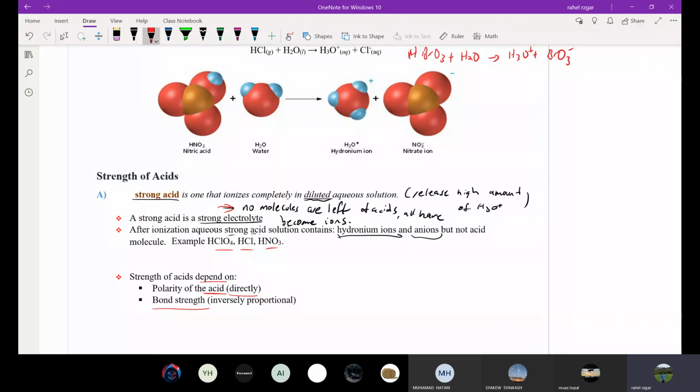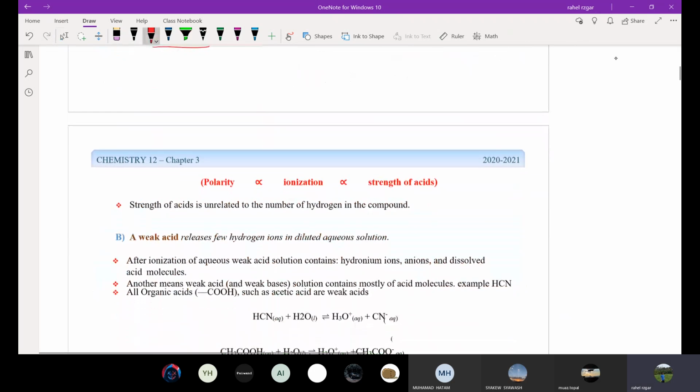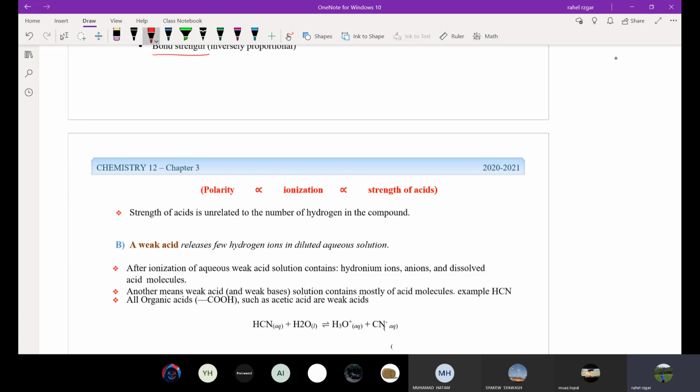If the bond strength is weak, then the hydrogen can be broken easily, so it will ionize more. Like I have written it here. Polarity is directly proportional with ionization, is directly proportional with strength of acids. This is strength of acid. But strength of acid is inversely proportional with strength of bond, or bond strength.